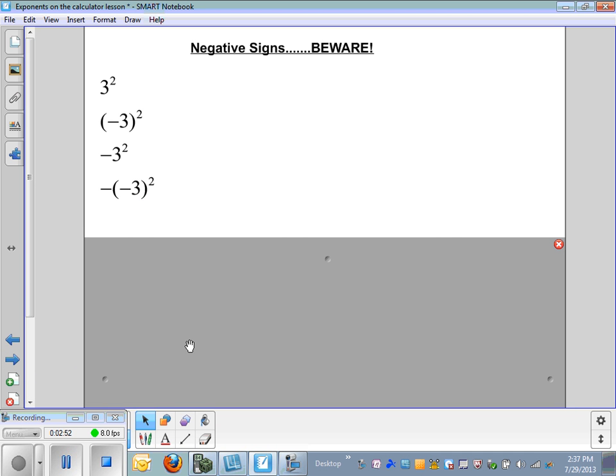When you're squaring numbers and you have negative signs, you need to be careful. You need to beware. Here I have 4 examples. I have 3 squared, I have a base of negative 3 squared, I have a negative 3 squared, and I have a negative, negative 3 squared. So we're going to look at these, see how they're different, how they're similar, and verify it on the calculator.